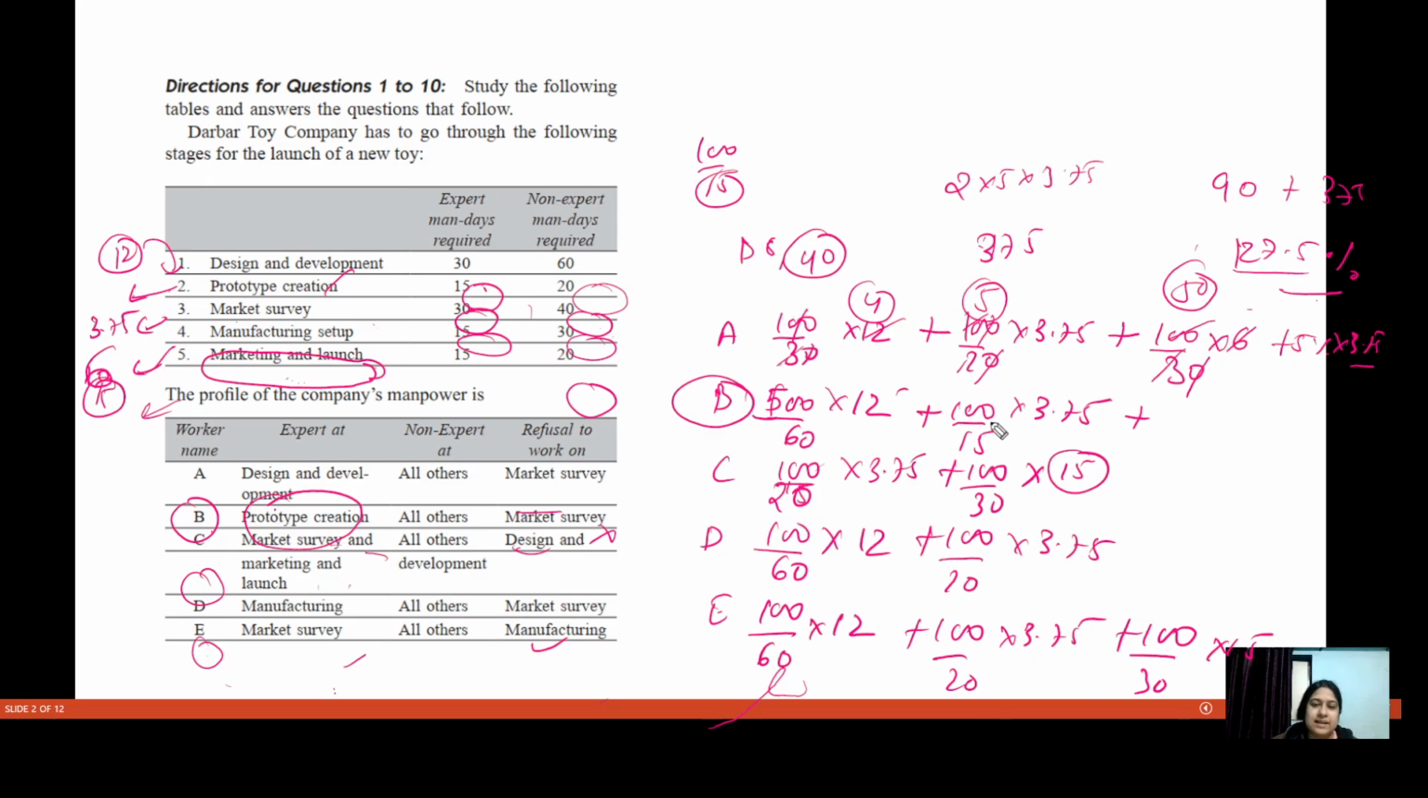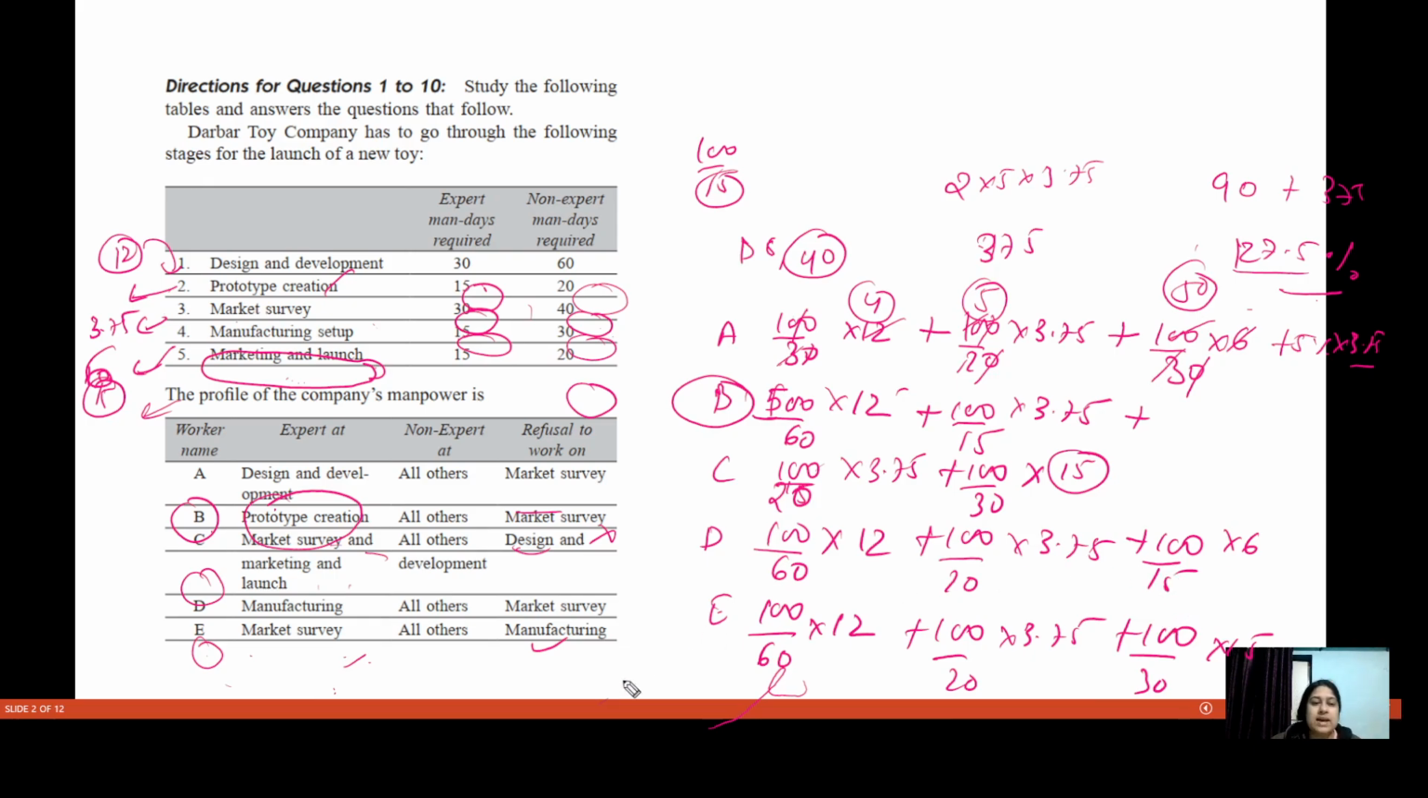For D, we are adding nothing. Now you have the market survey, we have already seen. Now you have this D. Now D is doing the manufacturing setup cover, so D is expert in it, because C we have already tackled. So 100 by 15, and how many days is your manufacturing setup taking? Your manufacturing setup is actually taking 6 days. So just write 6 here.